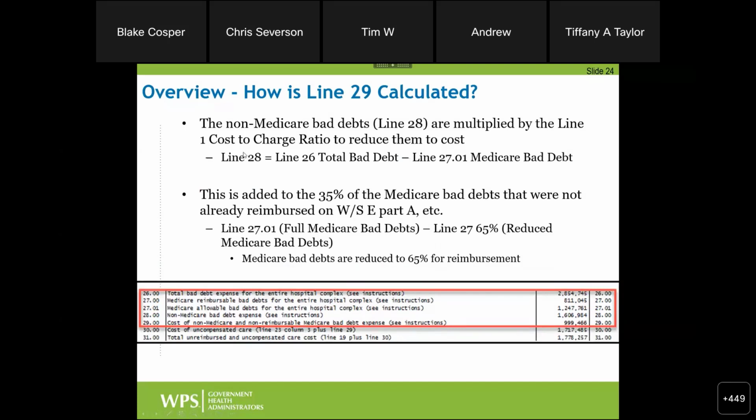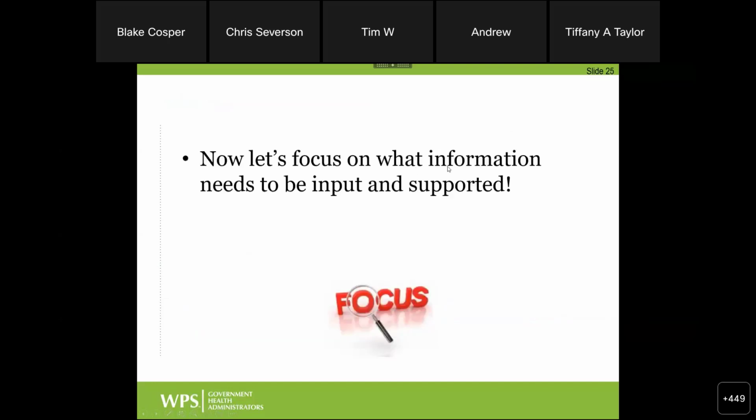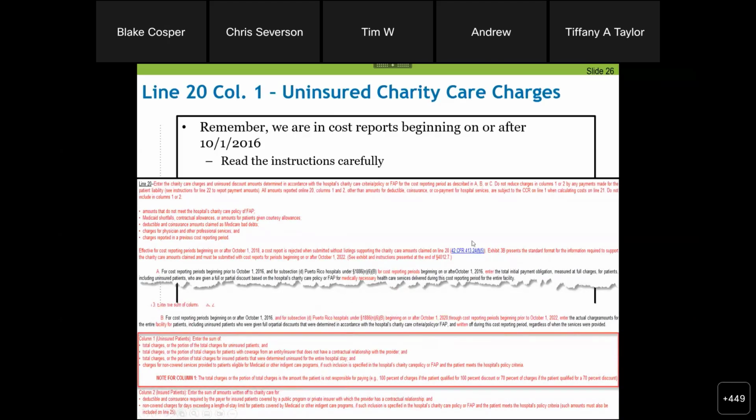So let's see. And basically, I've just talked about all of that right here. So that's how the cost report instructions work. Now let's talk more about what needs to be reported.